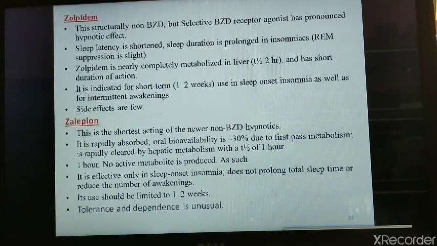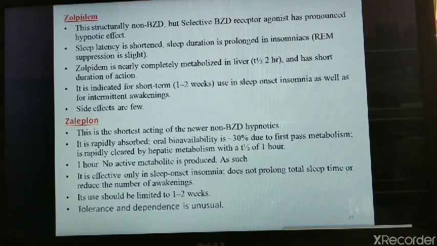They have very few side effects, and in most patients the side effects are not even seen. Next is zaleplon. Zaleplon is the shortest acting of the newer non-benzodiazepine hypnotics. Use is also limited to 1 or 2 weeks, and they do not develop tolerance or dependence.